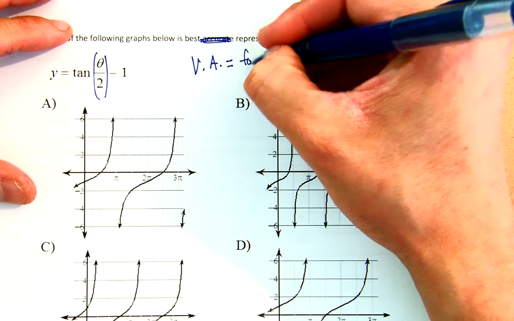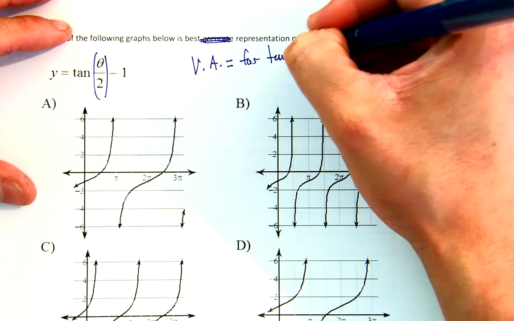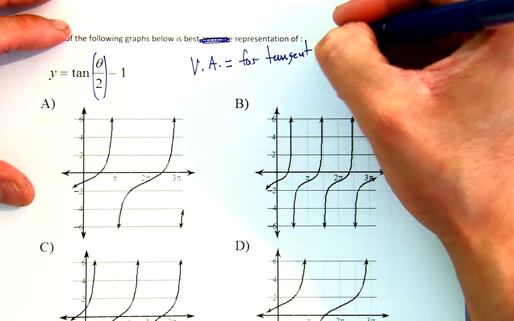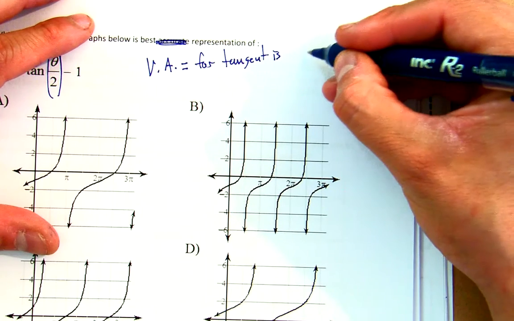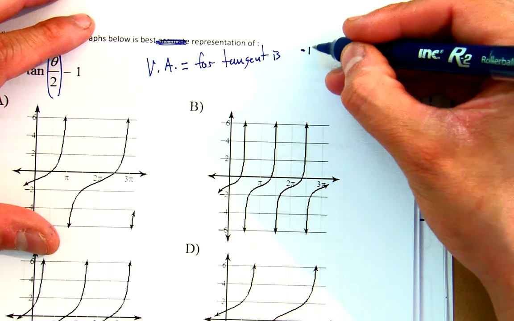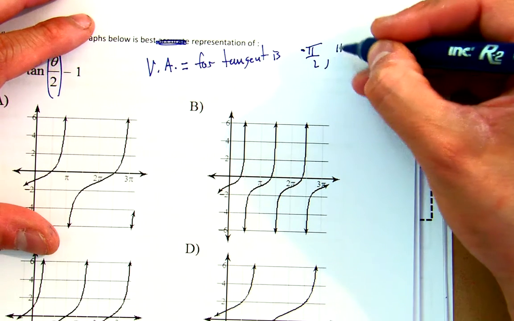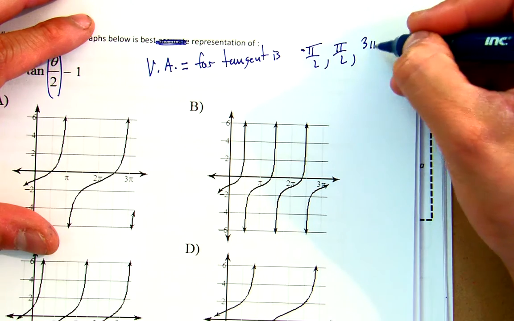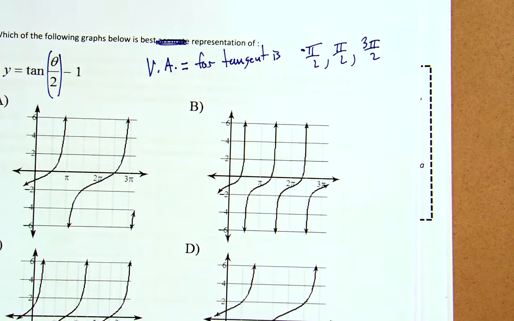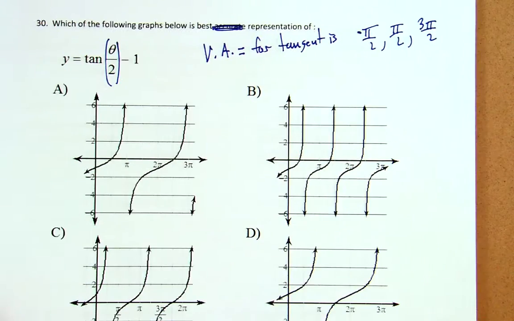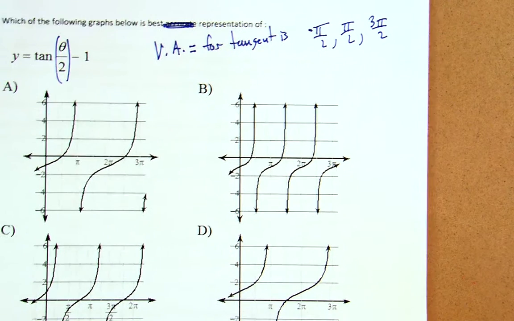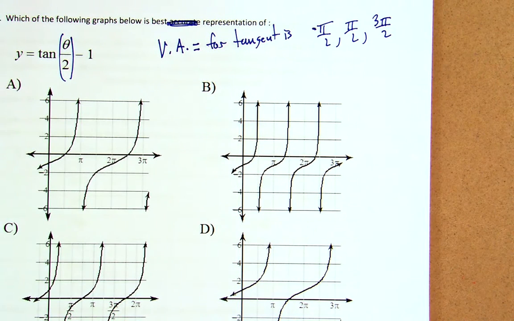VA for tangent is that one of them is negative pi over 2, then pi over 2, then 3 pi over 2. Okay, so now, question. Let me just look at this first here. That's for just regular tan, right?